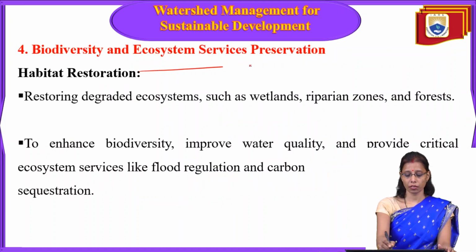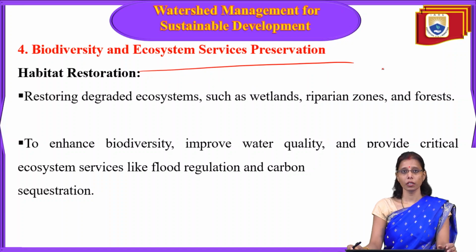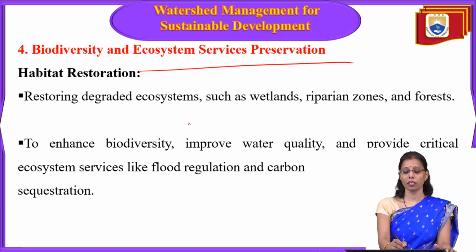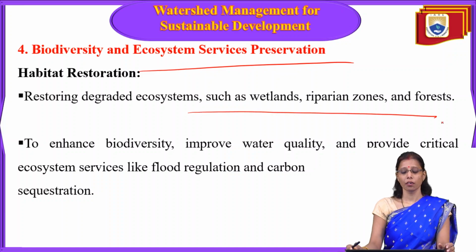Biodiversity and ecosystem services preservation. So habitat restoration. Restoring the degraded ecosystems such as wetlands, riparian zones, and forests, we have to restore the habitat. We should not degrade the habitat. Degrading the habitat means cutting of the plants, cutting of the trees, and cutting of the forest. That means we are degrading the ecosystems. We are spoiling the ecosystems such as wetlands, riparian zones, and forests.